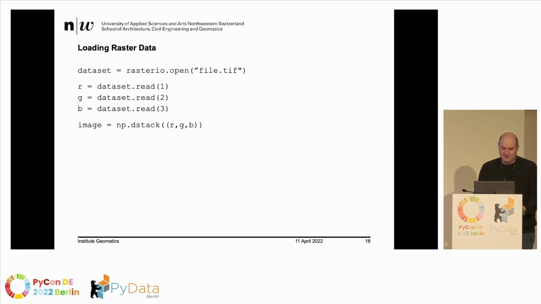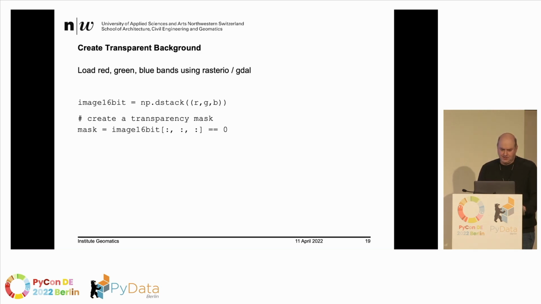So you open a dataset, you read the rasters like RGB, red, green, blue, and then you can put it together with dstack, NumPy, and then you can display it as an image using matplotlib or whatever you like, or you can store it again as another file, and then you can actually access all the values there.